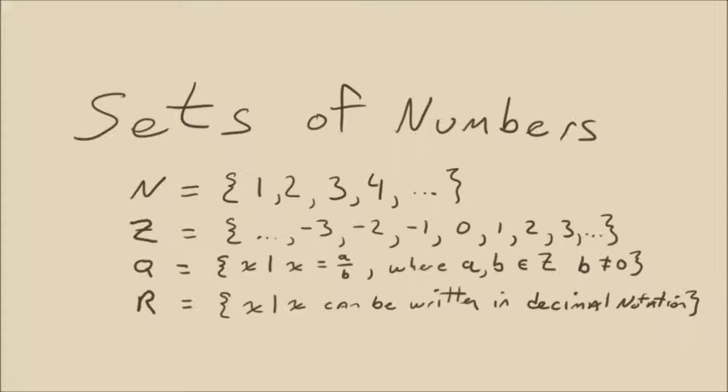and that incorporates all of the natural numbers. It also incorporates the negative of all the natural numbers and zero. So all your integers, all your whole numbers, both negative, positive, and including zero.